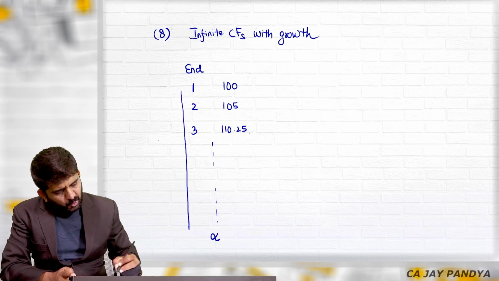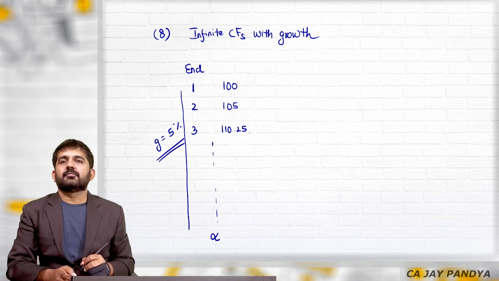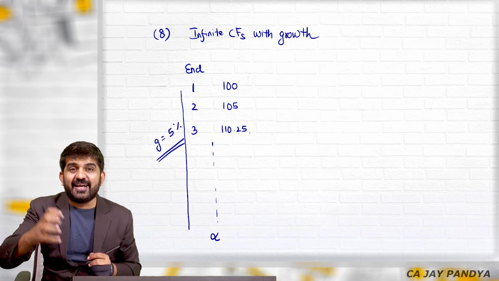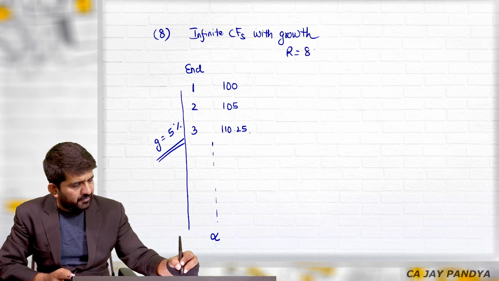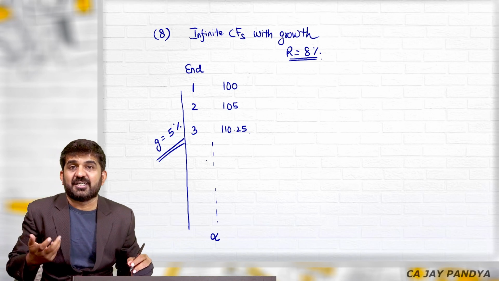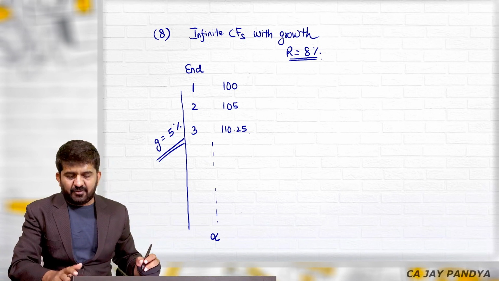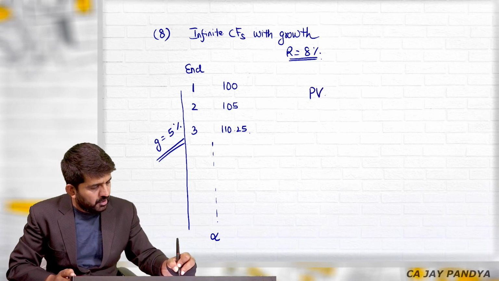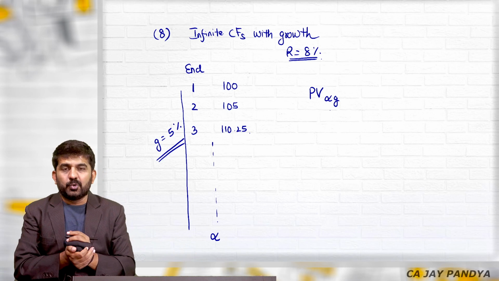What is the growth rate? Every year is 5%. The growth rate is 5%. What is the rate of interest? Is 8%. Discount rate is 8%. Can I find out present value of this cash flow? Present value of infinite cash flow with growth.